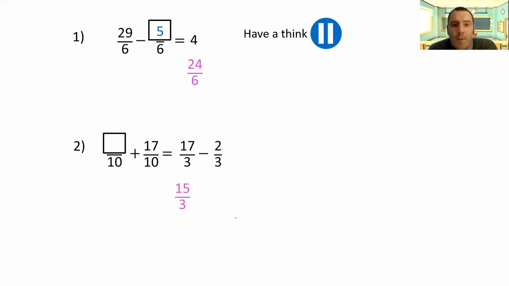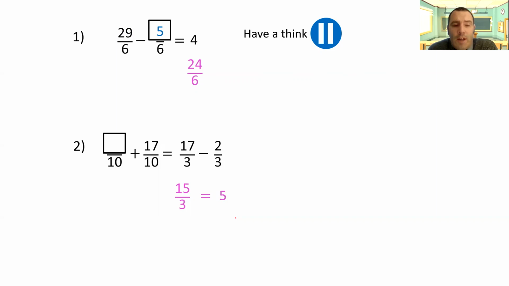Solving part 2, 17 thirds take away 2 thirds is 15 thirds. So I've got an improper fraction here, so I'm going to turn that into a mixed number. It comes out equally as 5. So 5 lots of 3 thirds would make 15 thirds or 5 wholes.